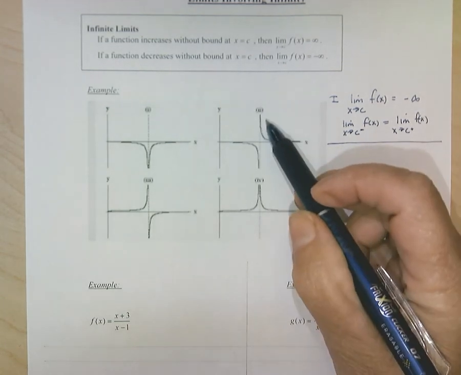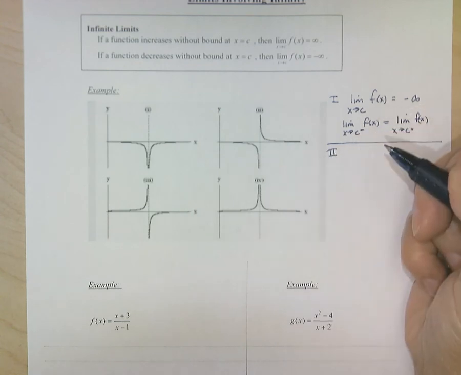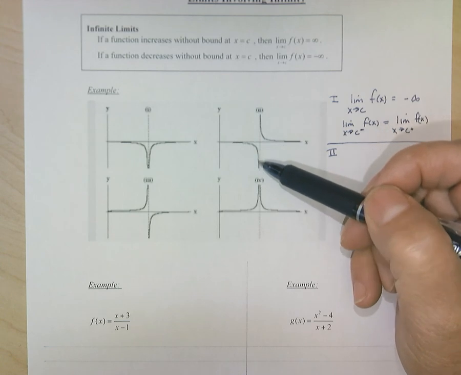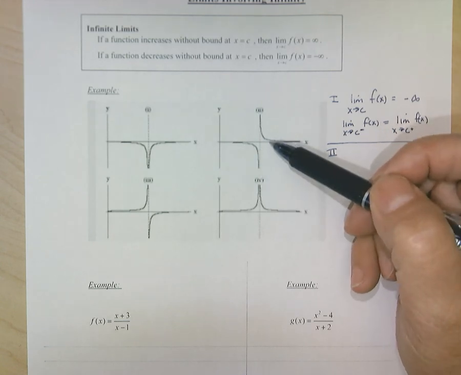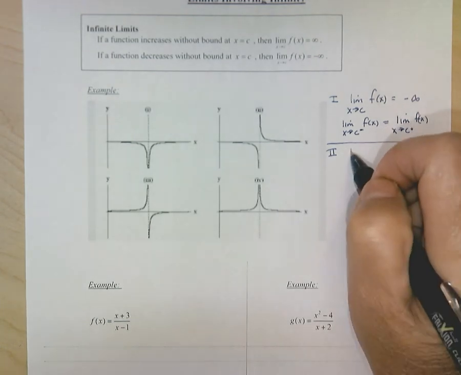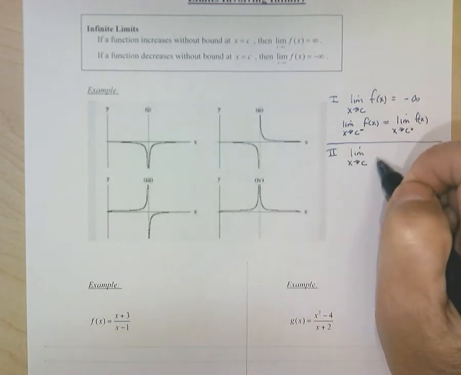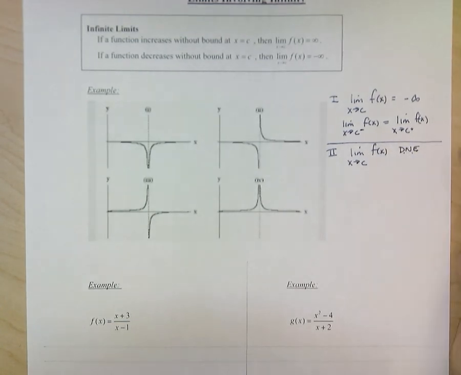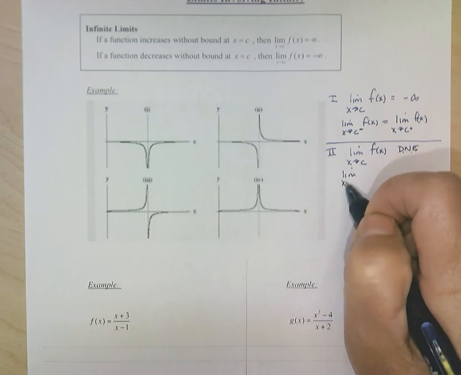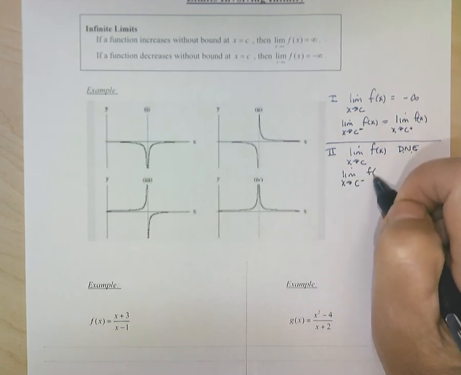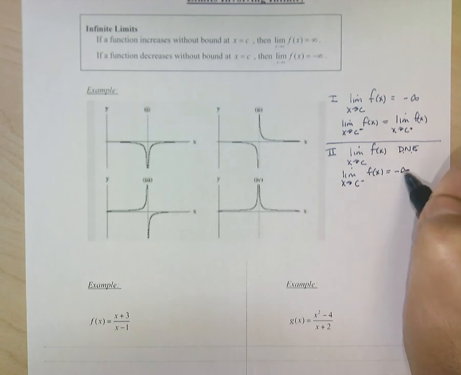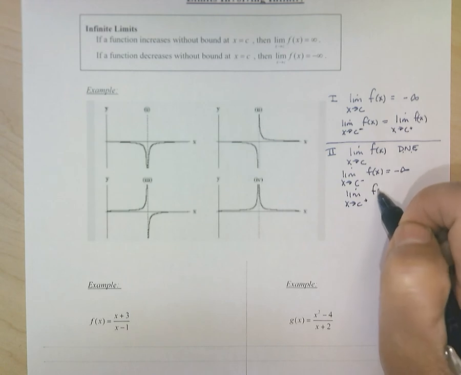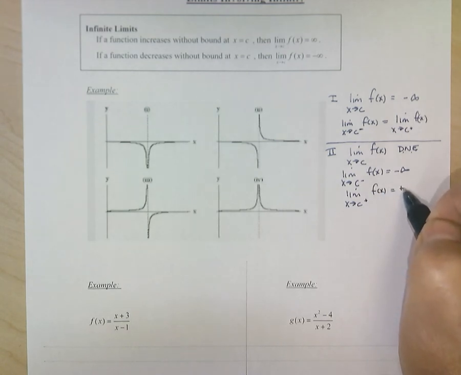For the second graph, this function is still a rational function, but this is going down forever, and on this side it's going up forever. So we say the limit as x approaches c of f of x does not exist. It fails to exist. The limit as x approaches c from the left of f of x is going to equal negative infinity, and the limit as x approaches c from the right of f of x is going to be positive infinity.